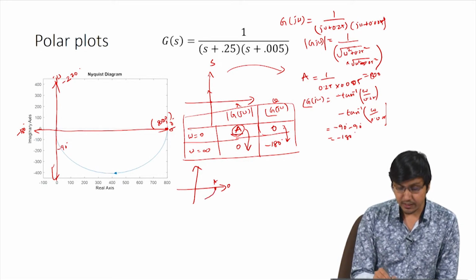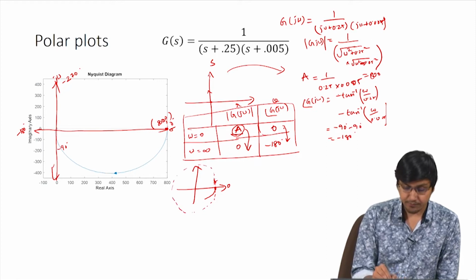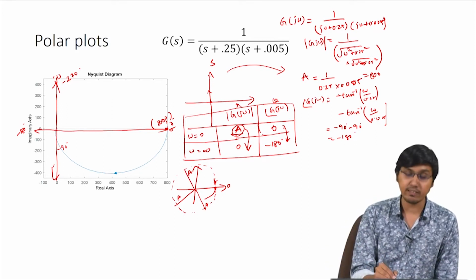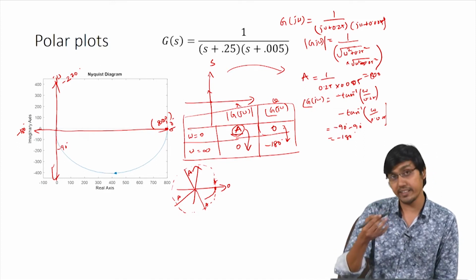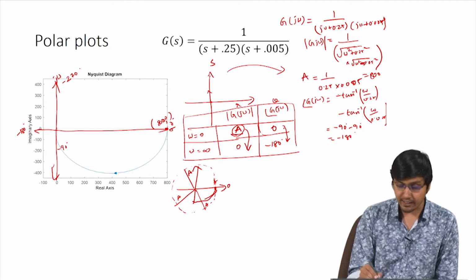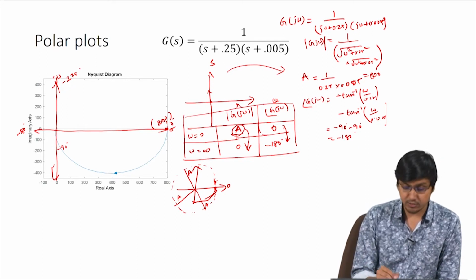So if you can draw a circle like this, everywhere the circle is of the same radius, right. But as omega increases, at omega equal to infinity it is 0. So when omega increases, this should decrease. So this decreases, and then the angle also is changing from 0 to minus 180 degrees. So this is minus 180 degrees.